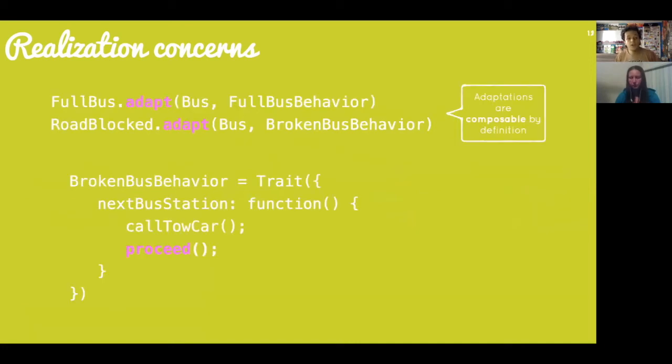In addition, note that multiple adaptations can be defined for a particular object. So in here, we can define the full bus adaptation to adapt the bus behavior, or a roadblock adaptation to adapt the bus behavior as well. And these adaptations are completely independent from each other, and they don't know each other or when they happen. However, we can still compose adaptations by means of this proceed abstraction. And what will happen when we call proceed is that we can reuse the next available adaptation, whatever this adaptation may be.